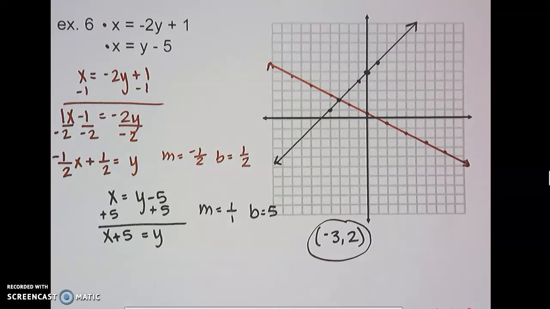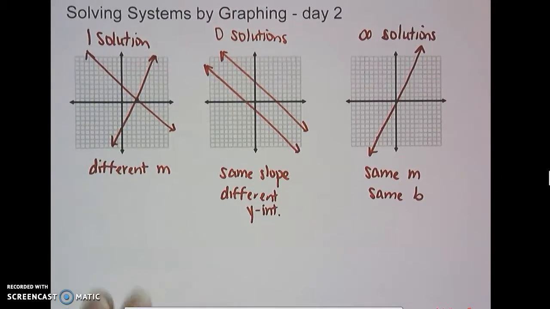Remember, you can check your answers by plugging these back in or going to the Desmos calculator. Keeping in mind that when you're looking at things, there's one of three possibilities. We can either have one solution. We know that there will be one solution if the two lines have different slopes. Zero solutions, or no solutions, if the lines are parallel, so they have the same slope but different y-intercepts, and then infinite solutions if they have the same slope and the same y-intercept.